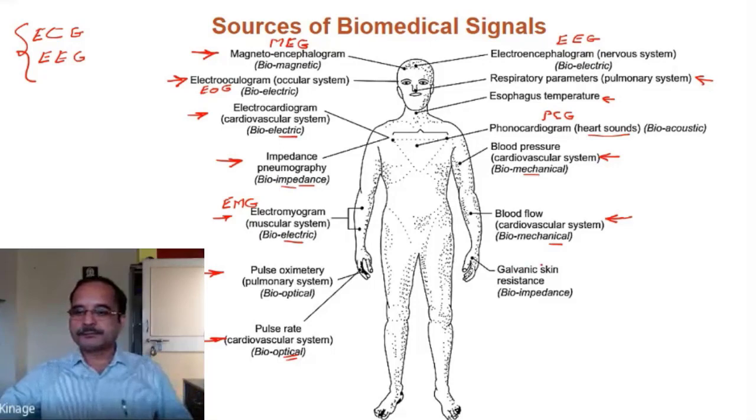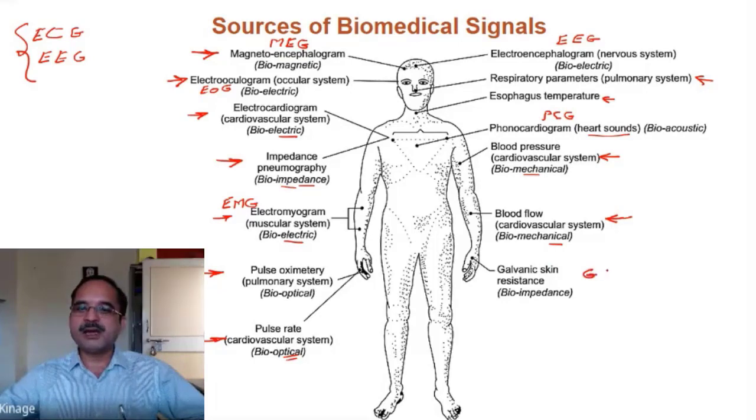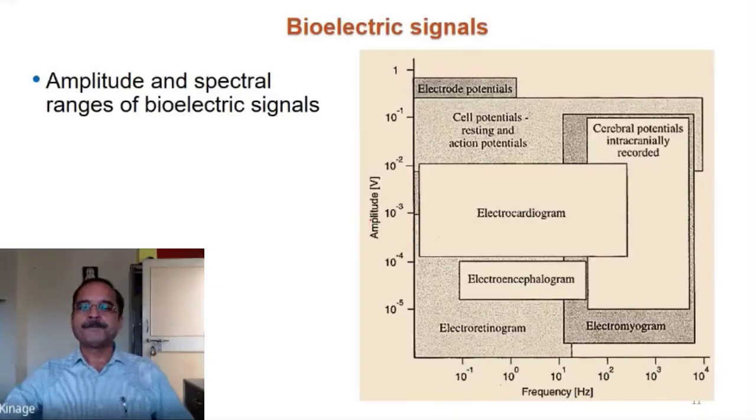Then galvanic skin resistance, called GSR. That is impedance measurement of the skin. It comes under the category of bioimpedance. So these are all the different types of biomedical signals we have discussed.